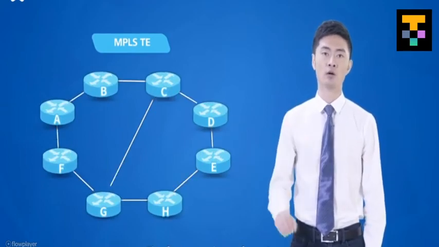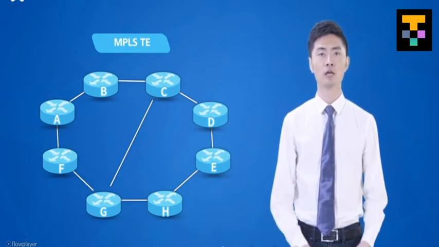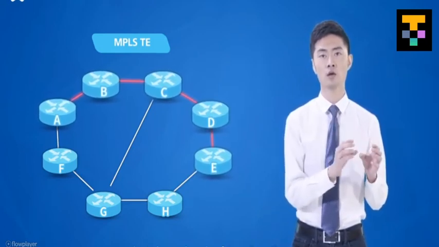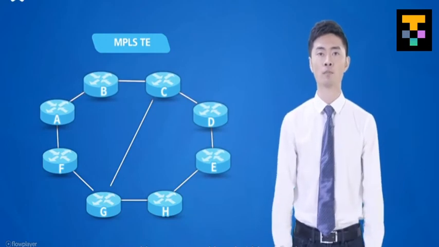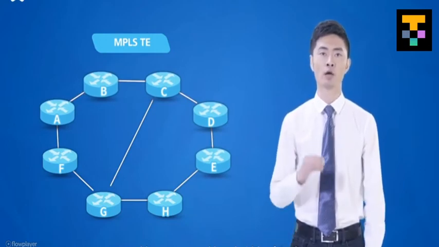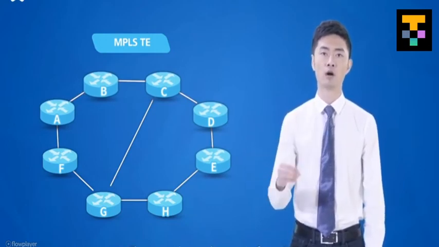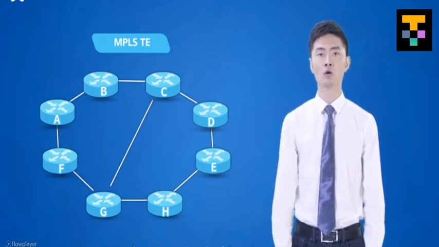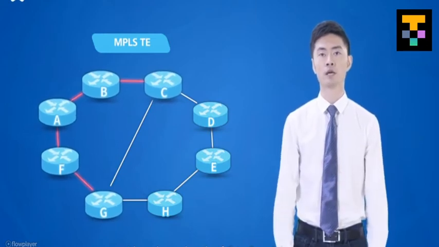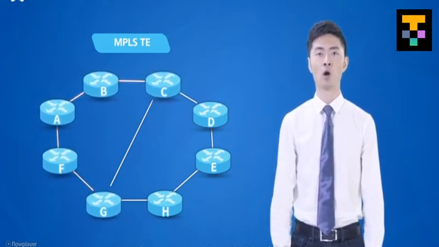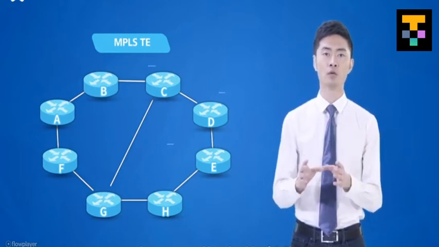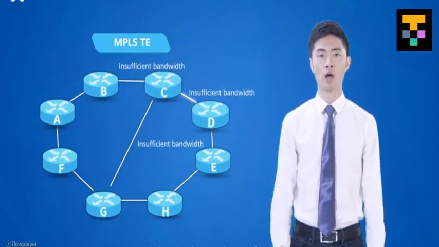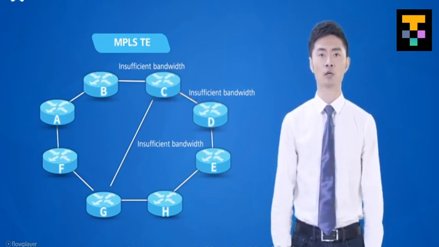The first tunnel runs from A to E, with a planned path of A to B to C to D to E, and has a reserved bandwidth of 6 gigabytes per second. The second tunnel is set up from C to G, with a planned path of C to B to A to F to G. It has a reserved bandwidth of 4 gigabytes per second. And the third tunnel goes from C to D, having a reserved bandwidth of 8 gigabytes per second.